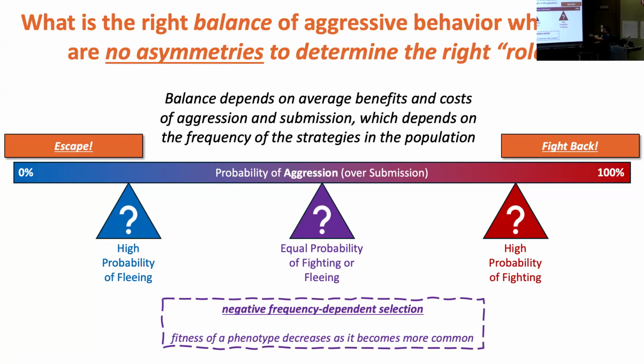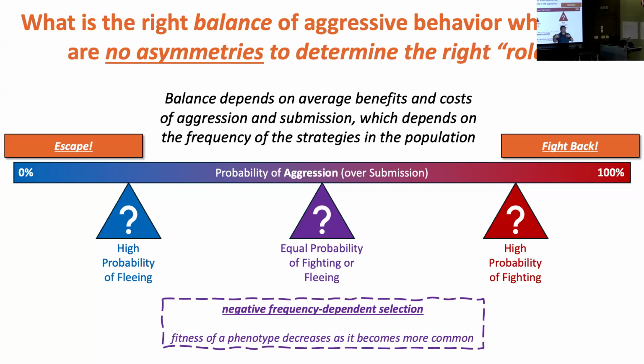And so that's the last case here, before we pull all these asymmetries and everything together, that I want to mention: negative frequency dependent selection, which you may have heard about if you've taken evolution, potentially genetics. But the idea here is the fitness of a phenotype decreases as it becomes more common. So it's frequency dependent selection. That's the fitness relates to how common it is. And then the negative is that it's a negative relationship there.